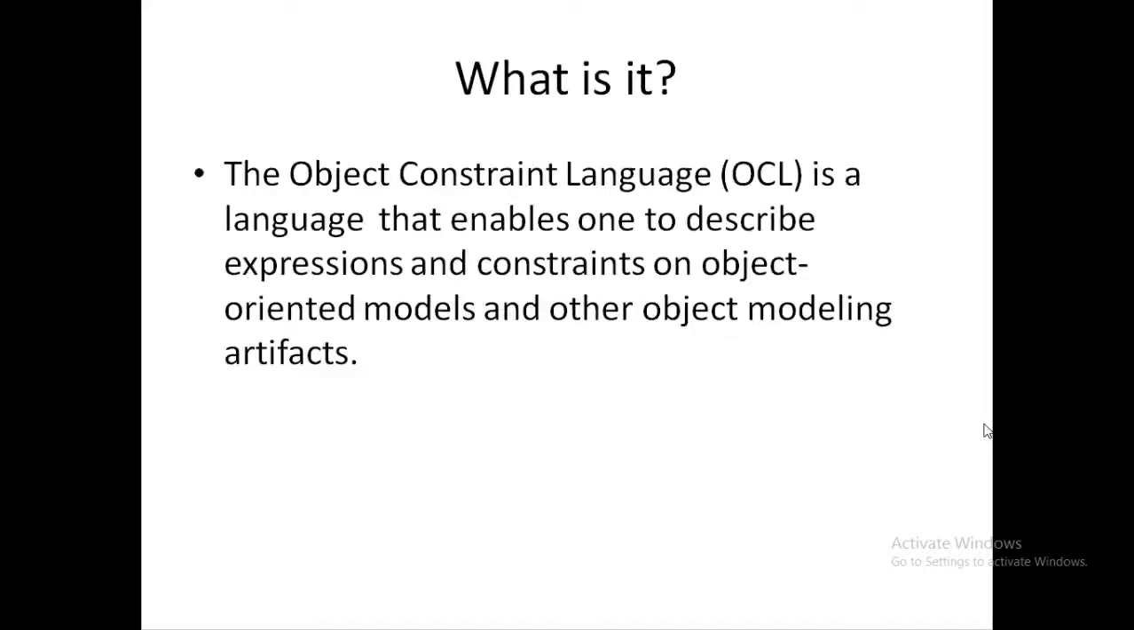I am going to present the concept of OCL, that is Object Constraint Language. As the name suggests, OCL is used to apply constraints to objects. Let's briefly talk about OCL. The Object Constraint Language is a language that enables one to describe expressions and constraints on object-oriented models and other object modeling artifacts.